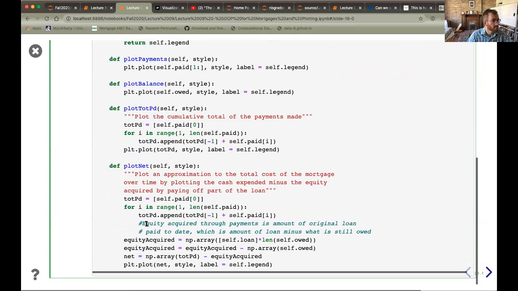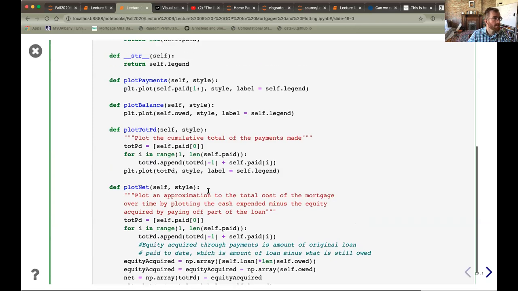So this, again, to read the comments, equity acquired through payments is the amount of the original loan paid to date minus what's still owed. So this sort of operates under the assumption that your house doesn't really increase that much in value, but you get to essentially own more and more of your actual house as you make payments off of that. So that then at the end of your mortgage period, say 30 years, you now have a wealth which is equal to the amount you loaned, hopefully more, assuming your house actually acquired value over that period of time.